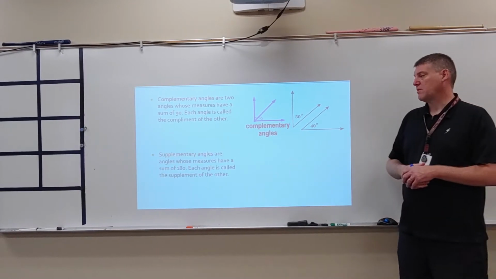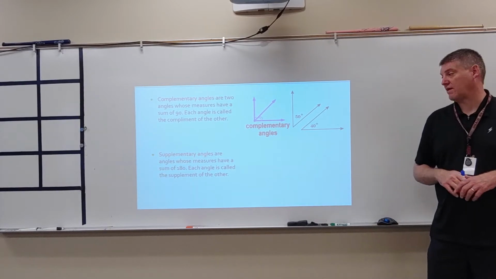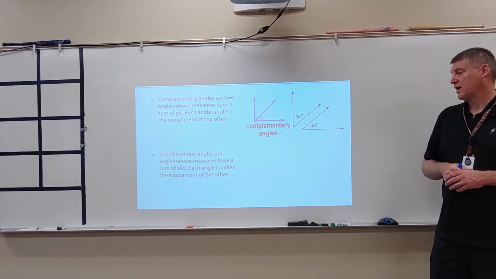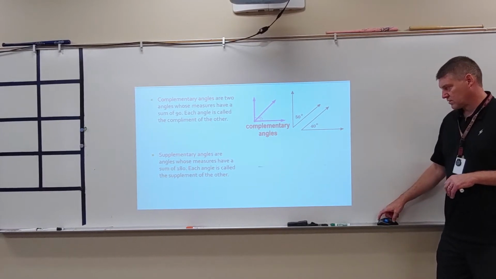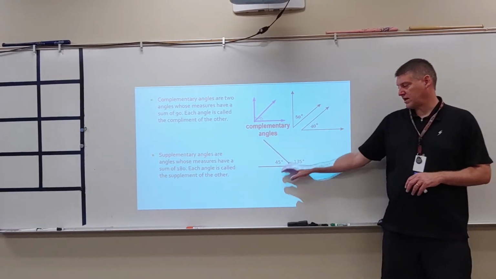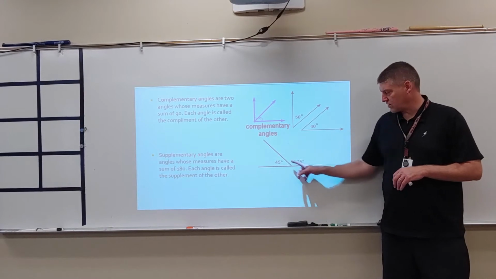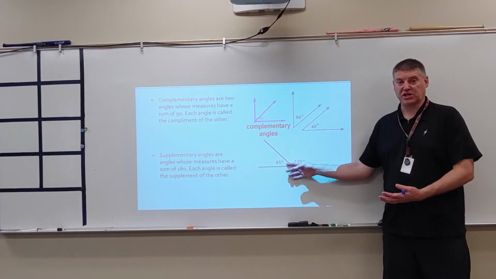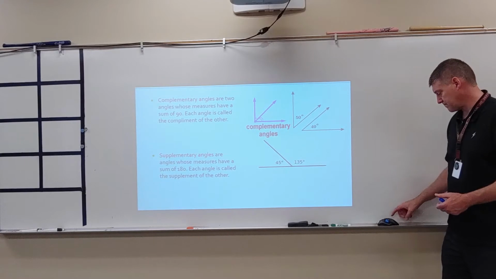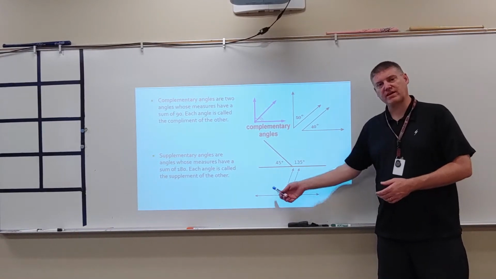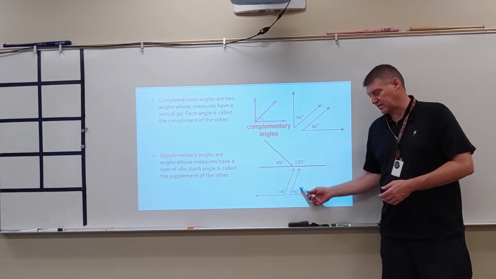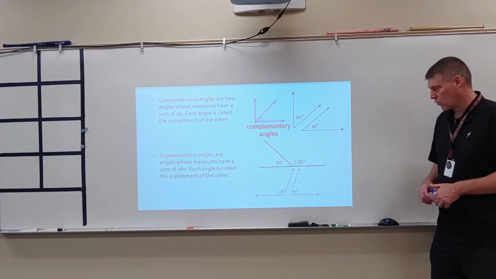Supplementary angles are angles whose measures have a sum of 180. Each angle is called the supplement of the other. So we might have something like this, where it's 45 and 35. They are adjacent and they're supplementary. We could also have something like this, where they don't have any connection at all, except that their sums are 180.